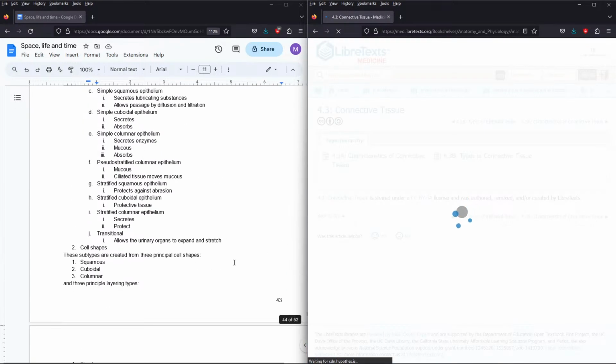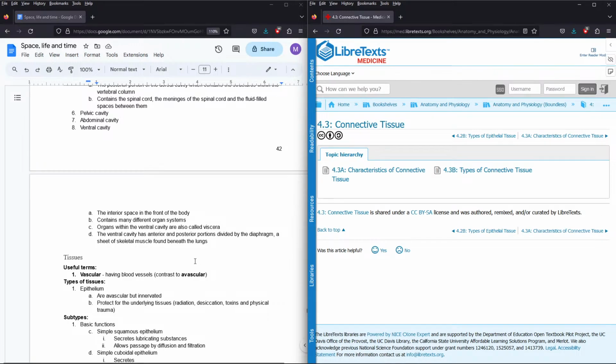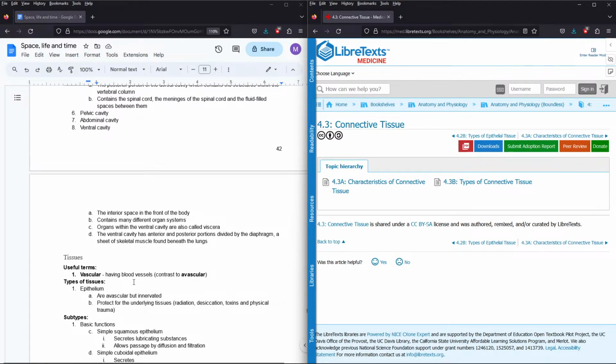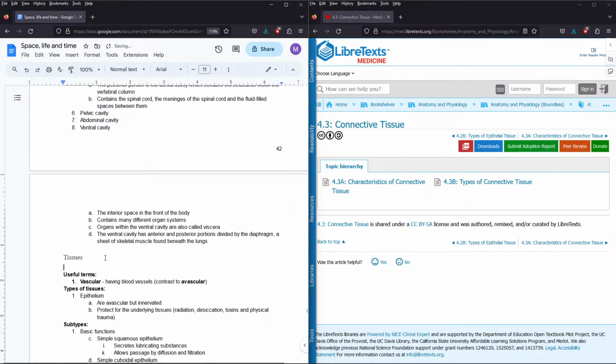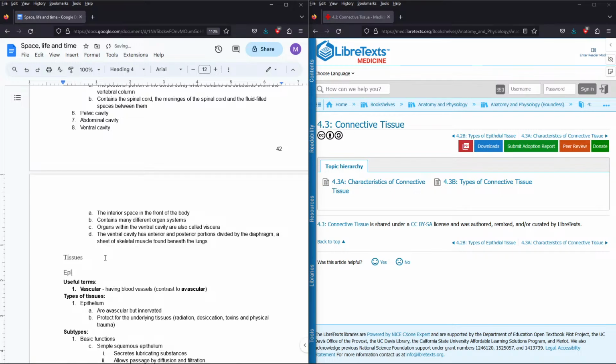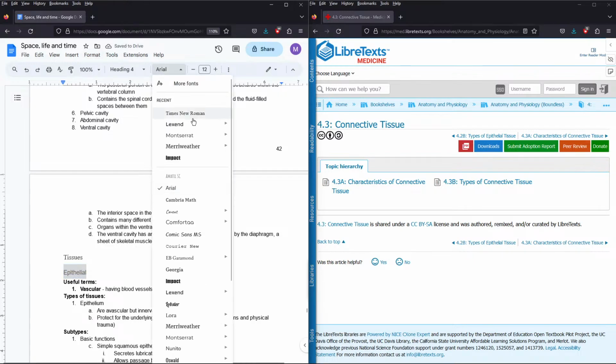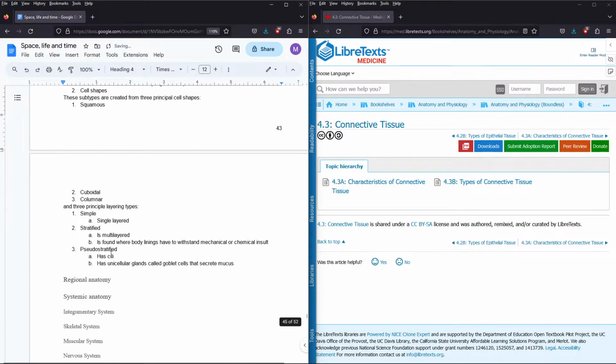Connective tissue, that's the next one, right? Tissues. Well, actually, how about epithelium? Here we go. That was the first one, now it's time for the second, which is connective. Which I'm guessing by the name will connect stuff. I know, a wild guess right there.